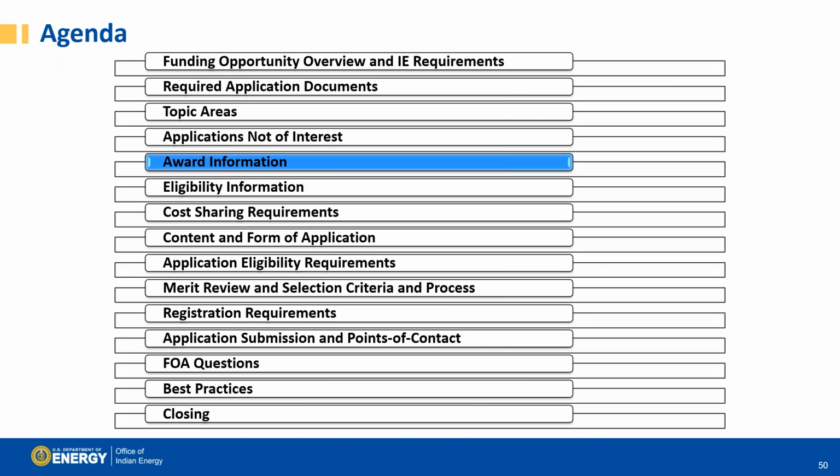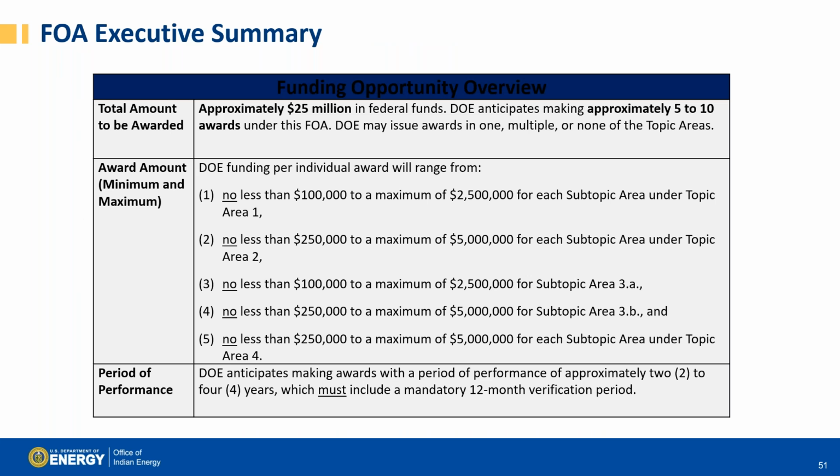Okay, we're going to give some key award information. Next slide. So as Tweety mentioned earlier, we have the executive summary, which begins on page 1 of the FOA document. DOE expects to make at least $25 million in federal funds available and approximately 5 to 10 awards, if not more, under this FOA.